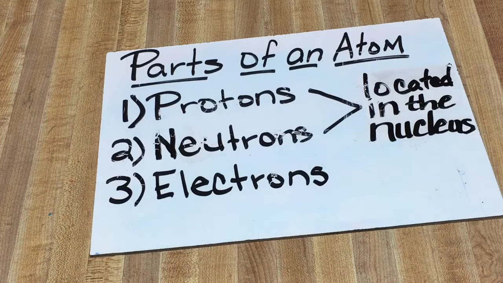The first part of an atom is a proton. It is located in the nucleus of an atom. The second part of an atom is a neutron. Neutrons are located in the nucleus of an atom also. The third part of an atom is a little bit different from the others. Electrons are not located in the nucleus. They are located around the nucleus, and we'll talk about their locations in just a second.